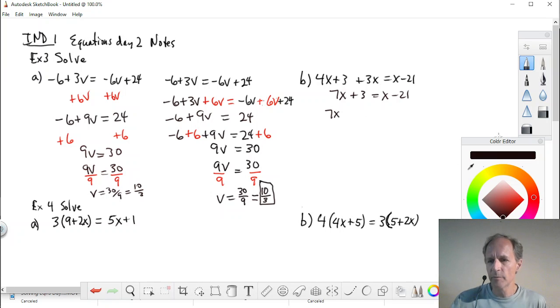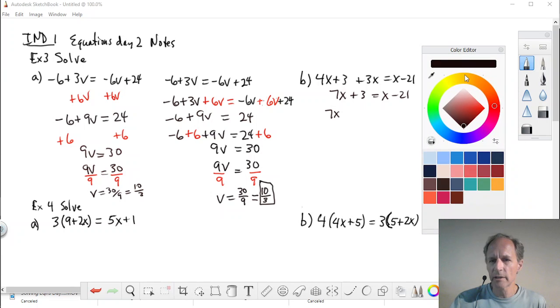7x. I'm going to move my color thing a little closer so I can do it more quickly. Minus x plus 3 equals x minus x. And then this didn't change. It's still minus 21. Okay? So we're subtracting x from both sides, and we're actually writing it in line like this. Writing it out, you might say, rather than just writing it down below.